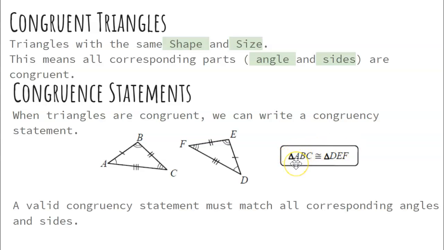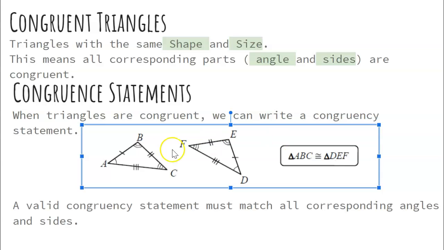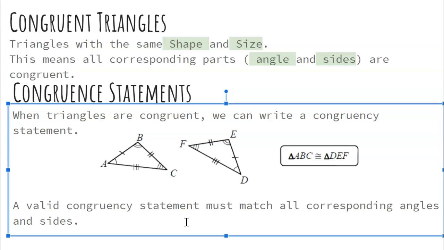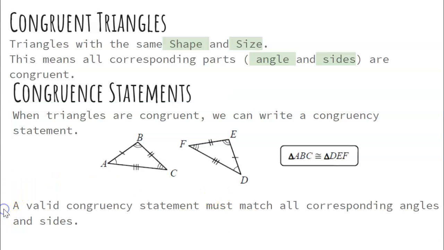So like angle A, notice how it only has one congruent marking. Over here, angle D, so angle A and angle D are corresponding to each other. So they're going to be the same angle measure no matter what. Angle B is going to be corresponding to angle E, and then angle C is corresponding to angle F, our last letter in both congruency statements. So a valid congruency statement must match all corresponding angles and sides, and we're going to talk about that on the next slide.